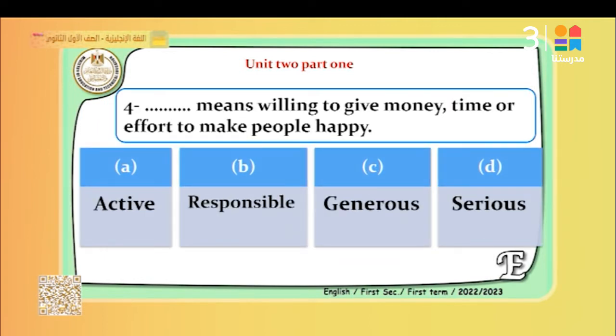Question number 4. Means willing to give money. Someone who is willing to give money. Someone who wants to give money is active, responsible, generous, or serious. What is the adjective which describes a person who wants to give? Yes, very good, it's generous. Someone who is generous means that he is willing to give to the others.